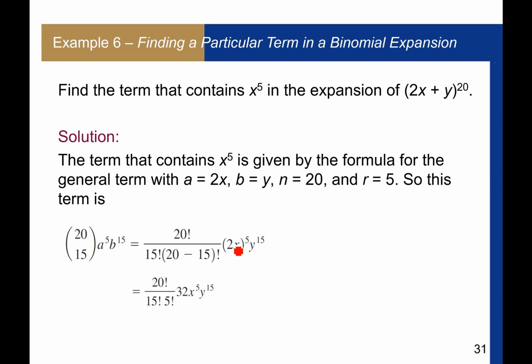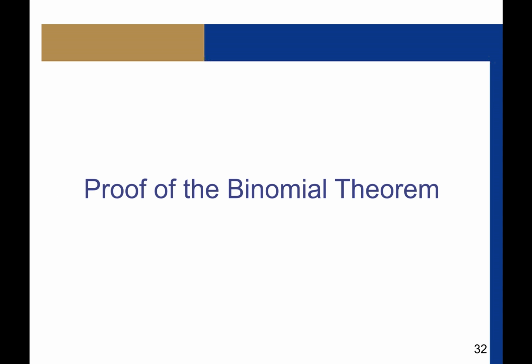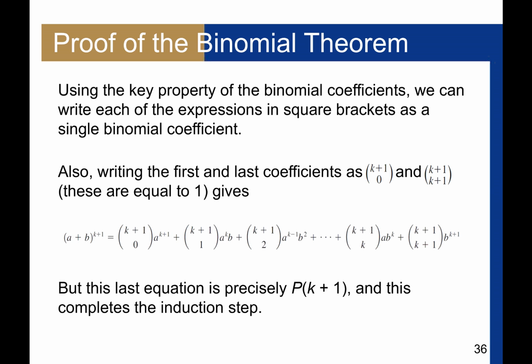Now notice here, taking 2x raised to the fifth power not only gives us x to the fifth, but you also have to take 2 to the fifth power, which is 32. With our calculators, we take the combination of 20 choose 15 and multiply that by the 32 to get our final coefficient of 496,128, x to the fifth, y to the 15th. And the proof of it, you really don't need to worry about that.